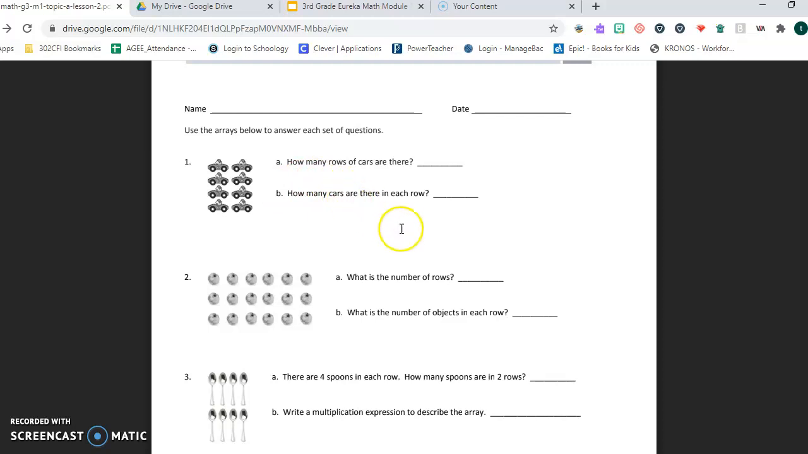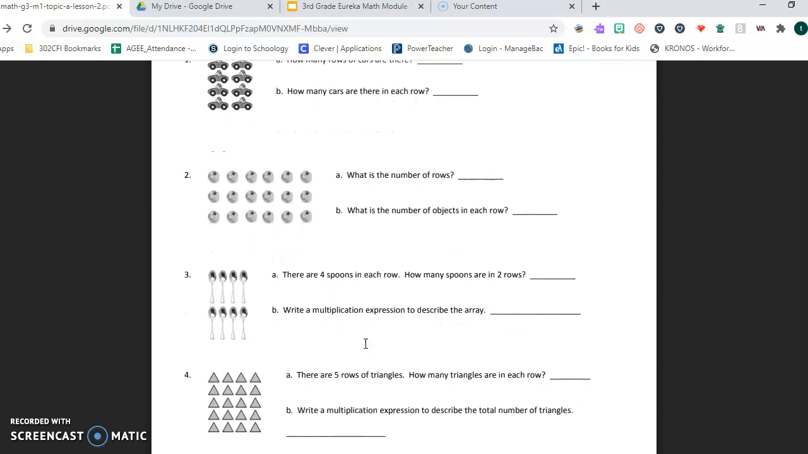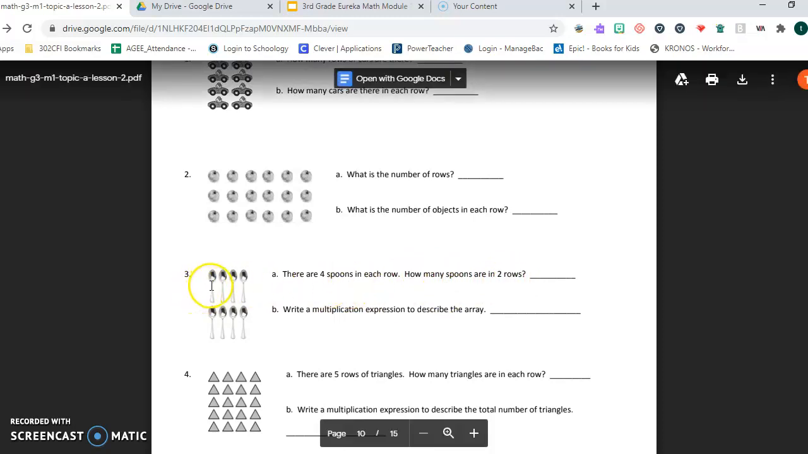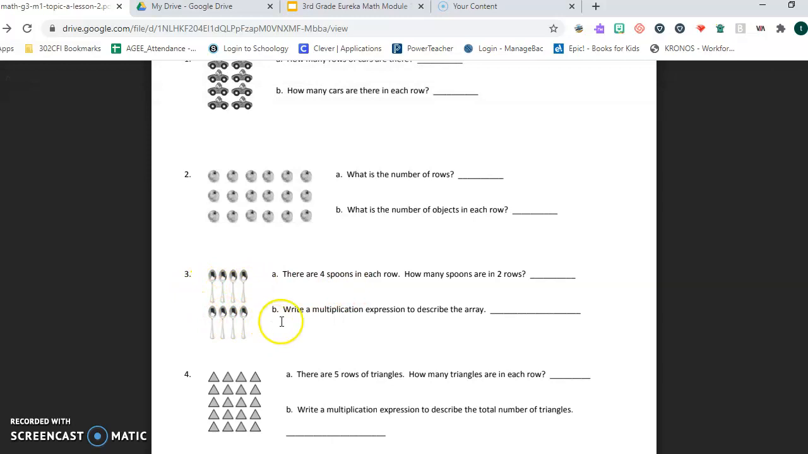And so basically you go through the same process for number 2. It's asking you about rows again. And they kind of mix up the words a little bit once you get down to number 3. So they tell you how many are in each row, and then they ask you how many spoons are in 2 rows. So they're saying in this row and this row, how many spoons are there? And then it asks you to write a multiplication expression to describe the array.